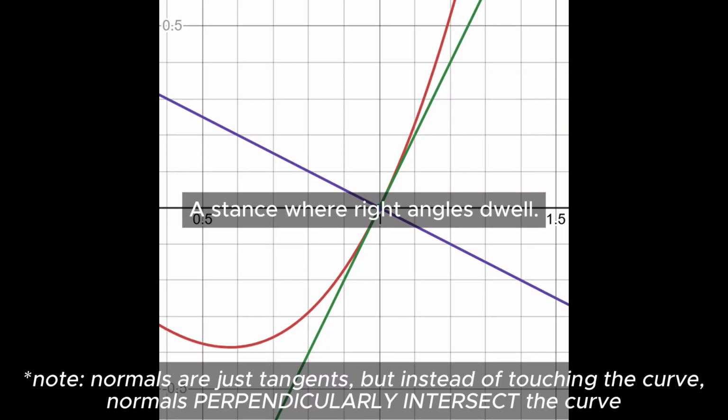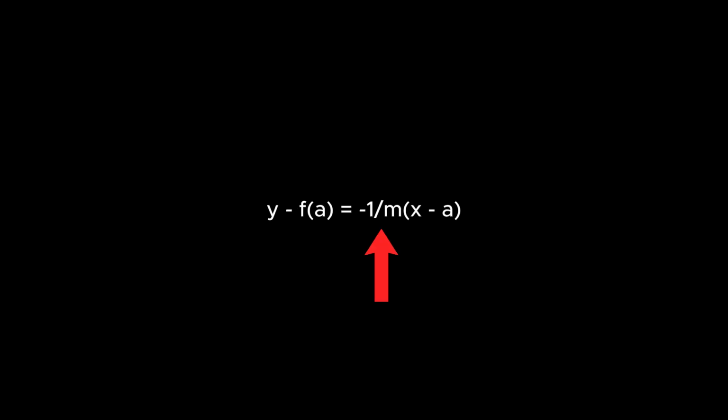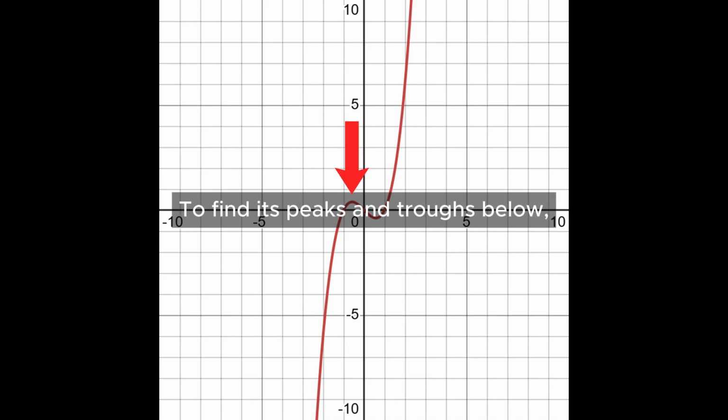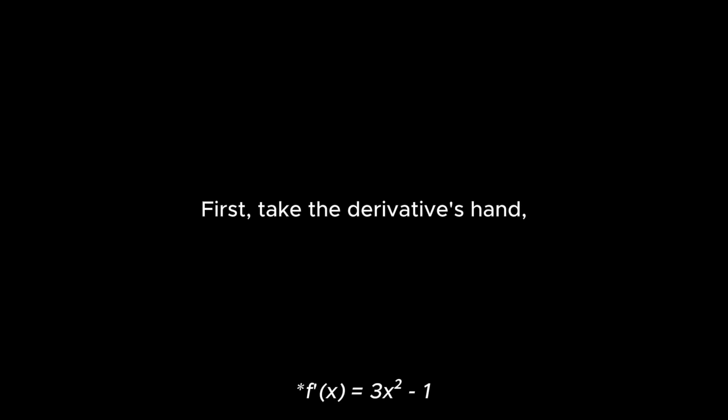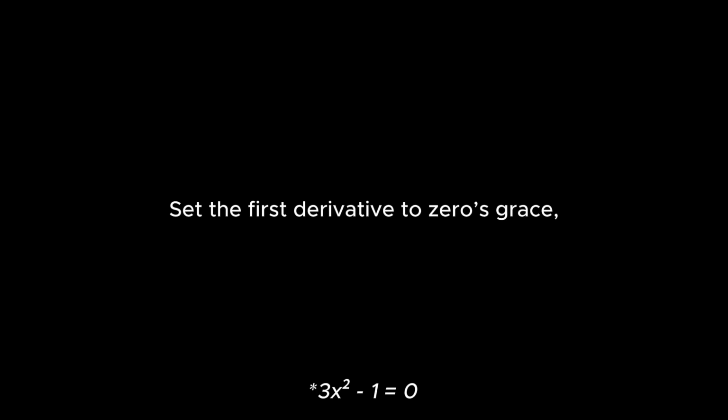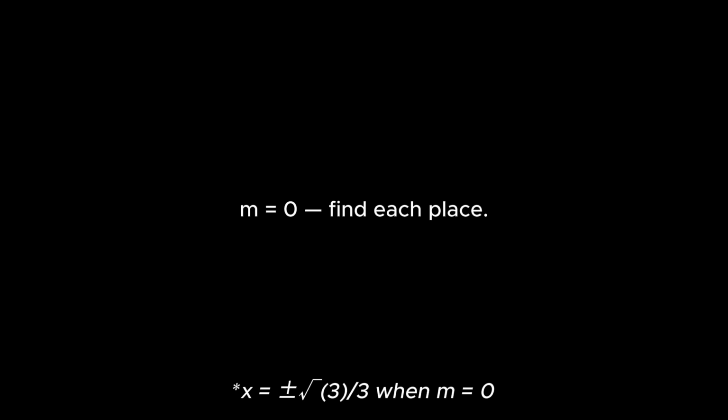But normals seek a different way, perpendicular in their bearing. Their slope, the negative inverse tells, a stance where right angles dwell. Thus, the normal's equation sings, a line that orthogonally clings. Take the tangent, but replace the m with its twin, minus 1 over m. Upon the graph where shadows play, a curve unfolds in bright array. To find its peaks and troughs below, we turn to differentiation's flow. Given f of x, we start a quest to locate the extrema at their best. First, take the derivative's hand, m, which is the slope's command. Set the first derivative to zero, grace, m equals 0, find each place. Where slopes are flat, the journey deepens.